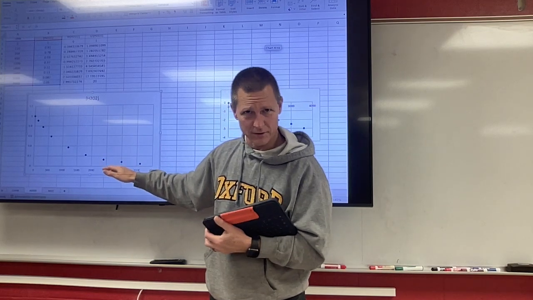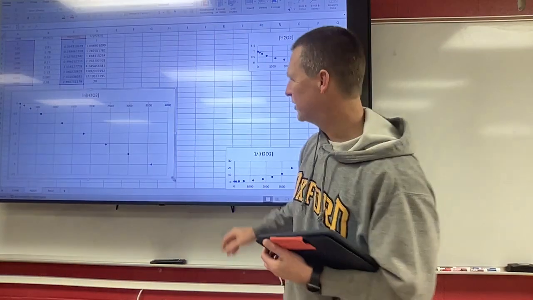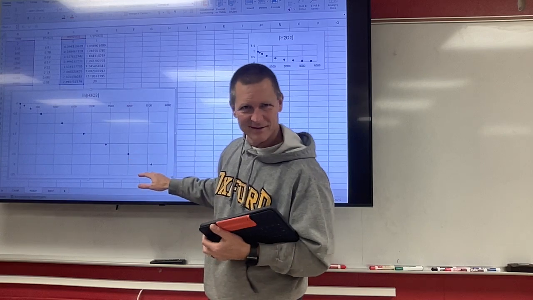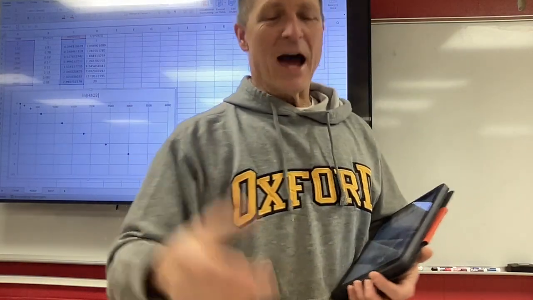It's not zero order. So then I will look at the graph of the natural log of the concentration versus time. Now let's take a look at this one. This looks like it's pretty linear. Now, how linear is it? We're going to also take a look at, I'm going to try to put them side by side.